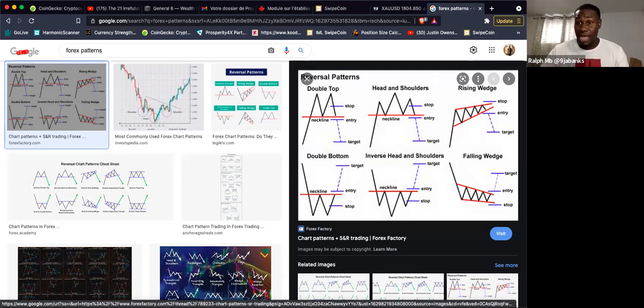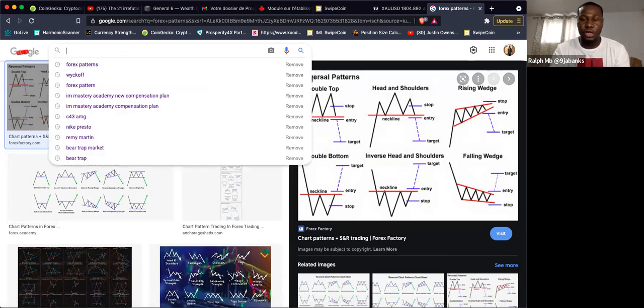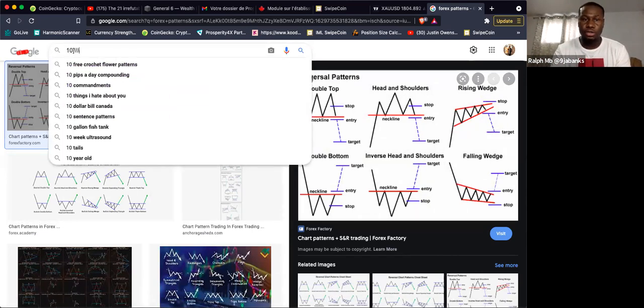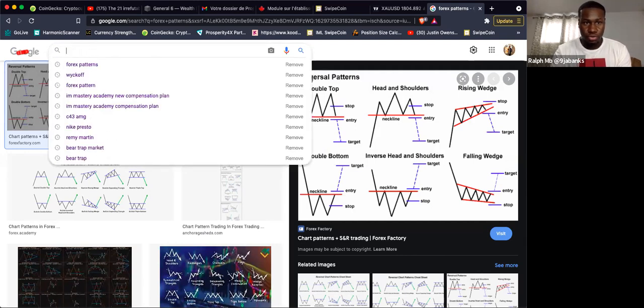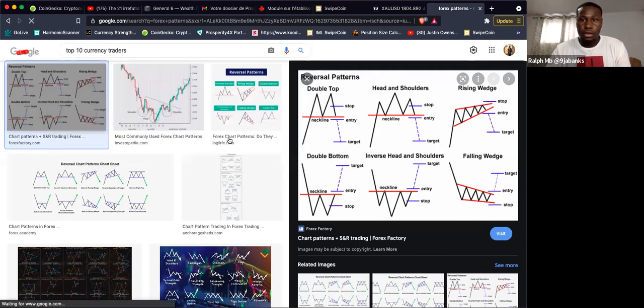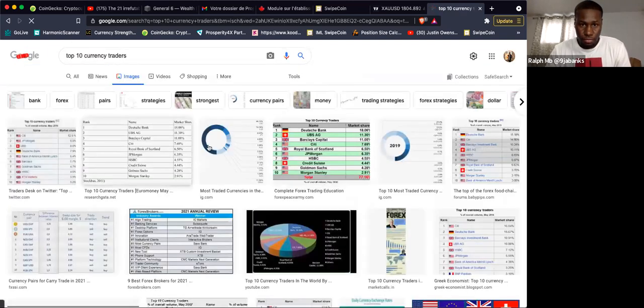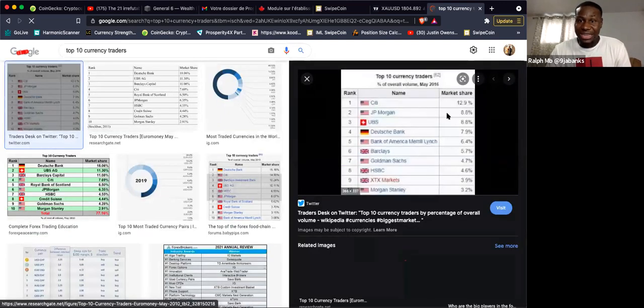Forex has been out here for ages now, right? Why is it that 96% of people are losing and only the 4% are winning? It's because of the top 10 currency traders. I'm gonna show you guys this. Top 10 currency traders. All right. These are literally the top 10 currency traders.